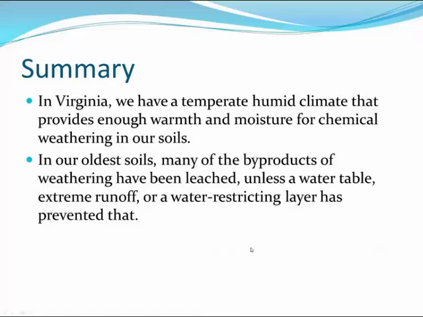So to summarize, in Virginia, we have a temperate climate, and that provides enough warmth and enough moisture for chemical weathering in our soils. We have a humid, temperate climate. And in our oldest soils, many of the byproducts of weathering have been completely leached out unless there's a water table or extreme runoff or a water restricting layer that has prevented that. And that's why many of our older soils are bright red, highly weathered, and not very fertile.